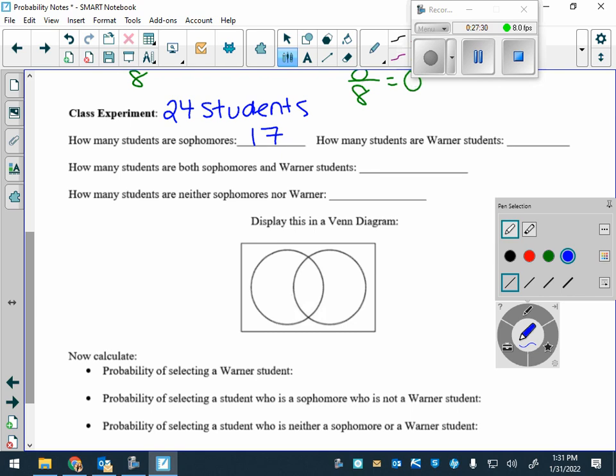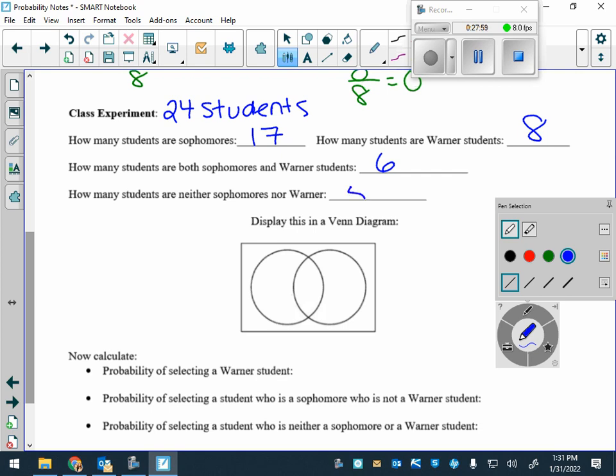Okay. How many students are both sophomores and Warner House students? 1, 2, 3, 4, 5, 6. All right. How many students are neither sophomores nor Warner House? 1, 2, 3, 4, 5.